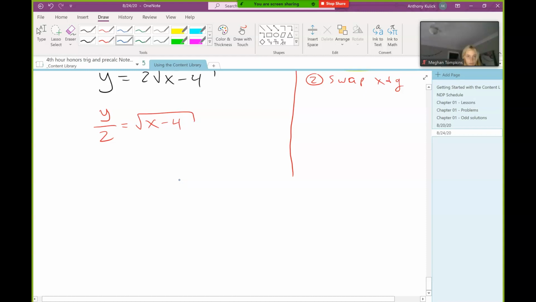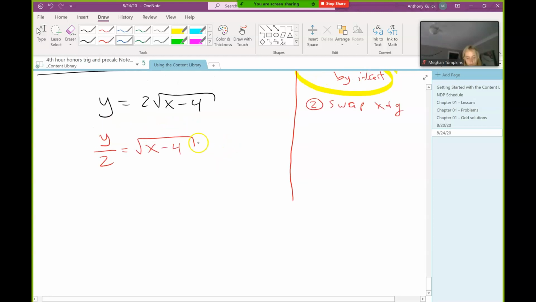Remember that our domain is only 4 to positive infinity. If we squared both sides, the domain would then all of a sudden become all real numbers, right? Everybody's okay with that? Let's just look at y real quick. So this was bad. We didn't want to do this.